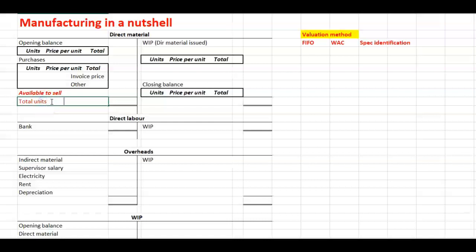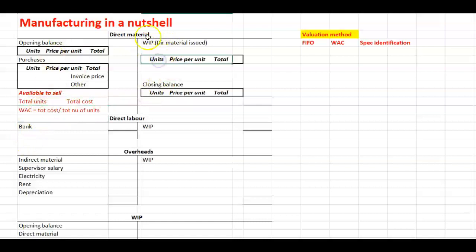And we're going to determine total cost. So those units that we had available to sell, what was the total cost for those units? And I'm going to add all these totals together to get to the total cost. So my weighted average cost is going to be the total cost divided by the total number of units.